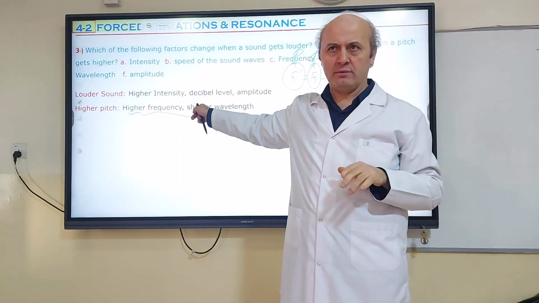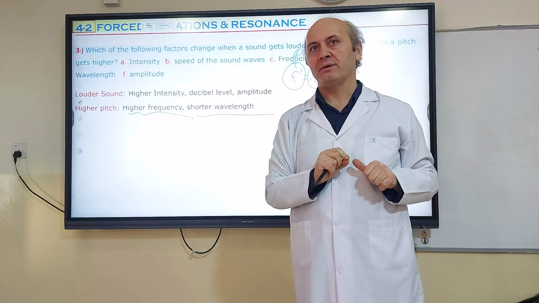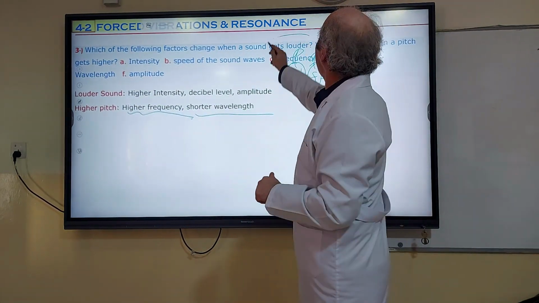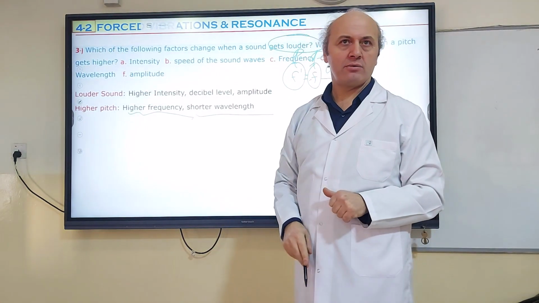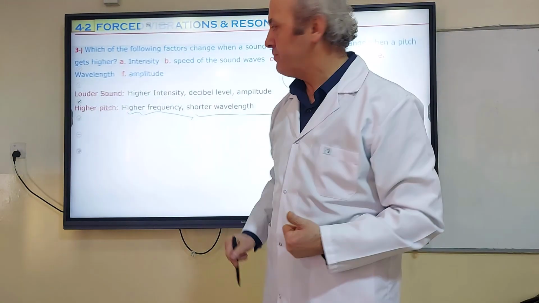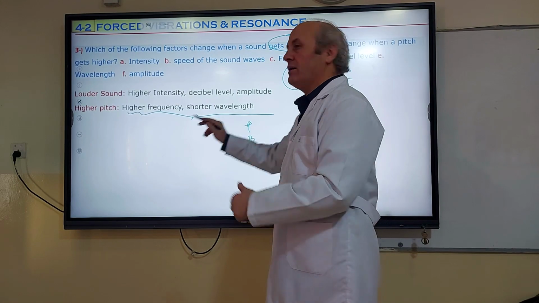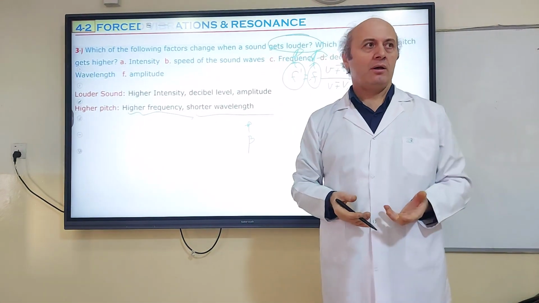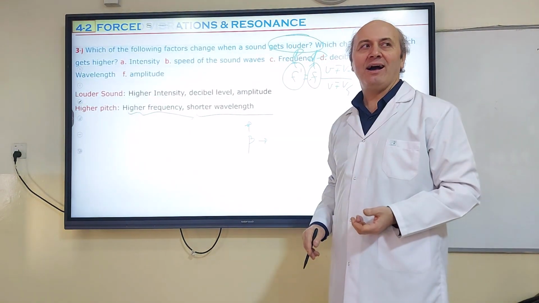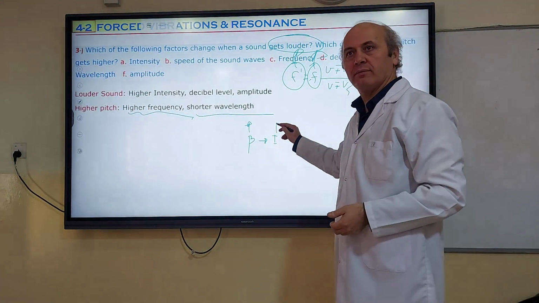It's about 4-1. Pitch part is 4-1, but now 4-2. This one is important. It says that when sound gets louder. Louder sound, loudness is represented by beta. Do you remember? Beta, louder sound means beta increases. If beta increases according to beta equation, I over I0 should be increasing. Sound intensity should be increasing.